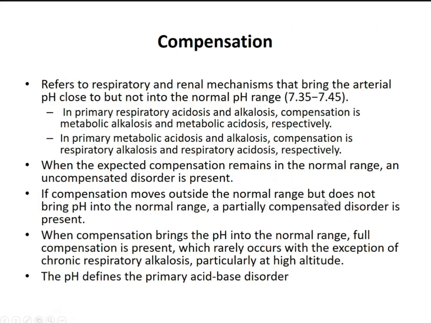That means pH is also in the normal range. And the other things, that is your partial pressure of oxygen, the bicarb, and CO2, they're not in the normal range. They are in the abnormal range. So basically, when you're talking of acid-base disorders, you're focusing on pH. pH defines the primary acid or base disorder.